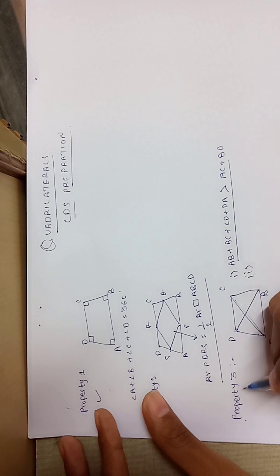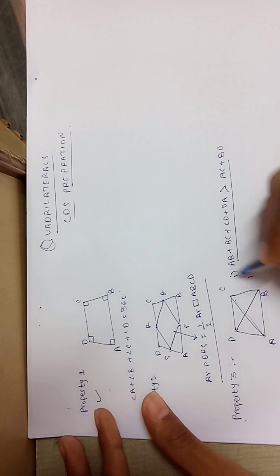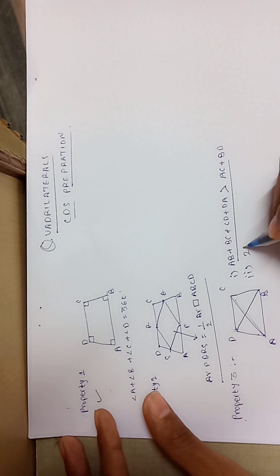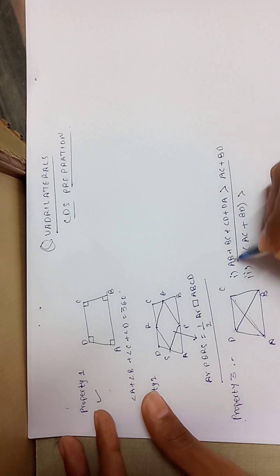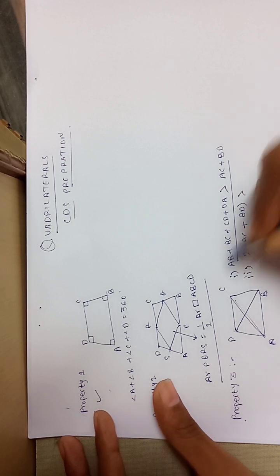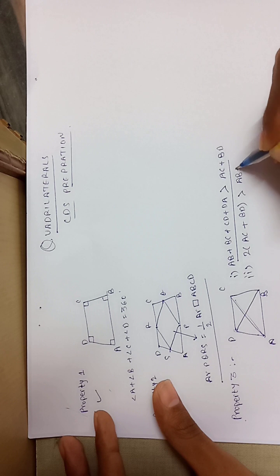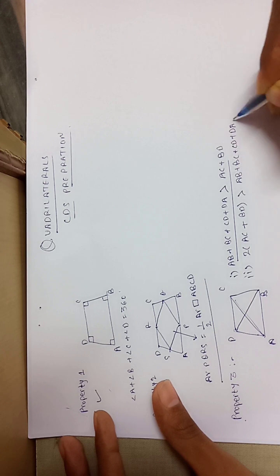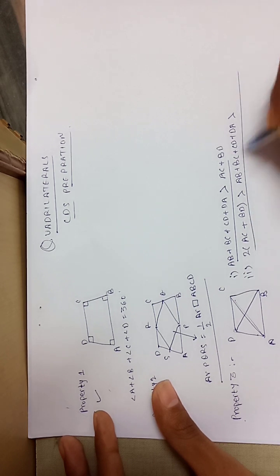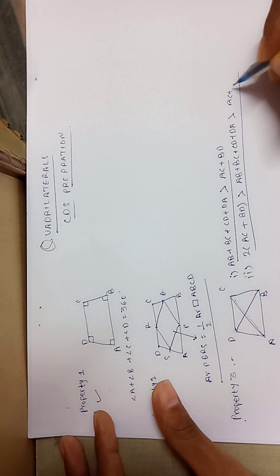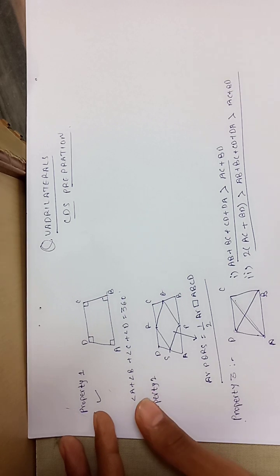In the third property, this is part 1 and part 2. In part 2, we take 2 times the diagonals: 2 times AC plus BD will be greater than the perimeter of the sides, AB plus BC plus CD plus DA. The perimeter will be greater than AC plus BD. This is property number 3.